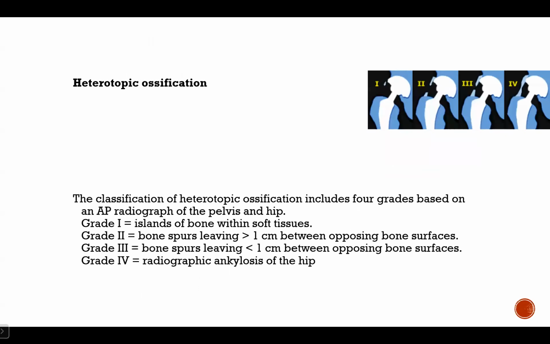For the classification of heterotopic ossification, we have 4 grades. Grade 1 shows islands of bone within the soft tissue. Grade 2, bone spurs leaving more than 1 cm between opposing bone surfaces. Grade 3, bone spurs leaving less than 1 cm between opposing bone surfaces. And grade 4, radiographic ankylosis of the hip.